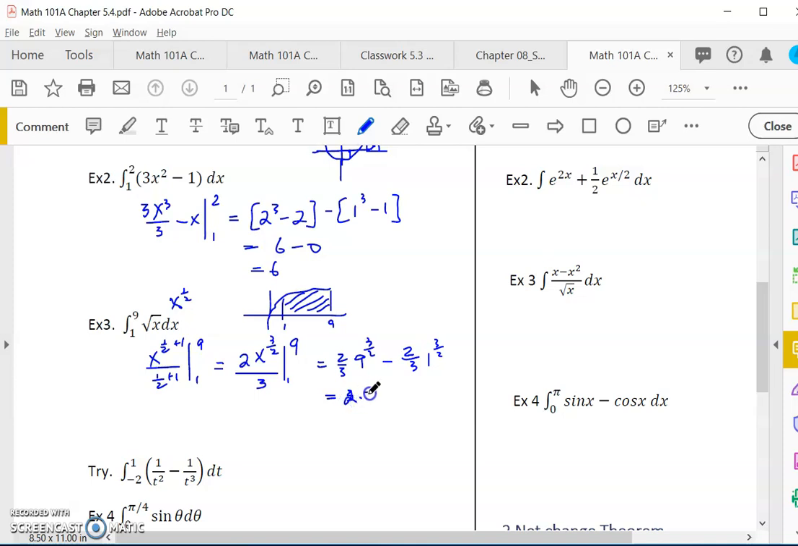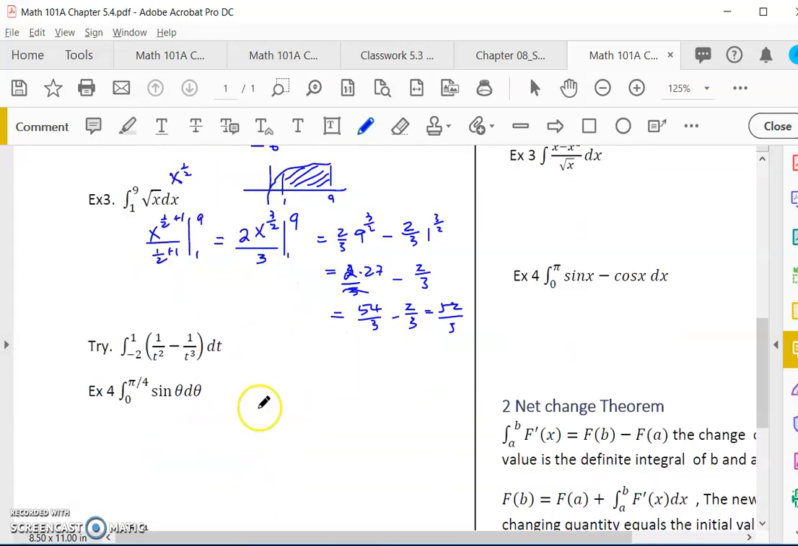2 over 3 times 27 minus 2 over 3 times 1, right? So 2 over 3 times 27, we'll just keep the 3. So this is 54 over 3 minus 2 over 3. So that is 52 over 3. Is it a good number? We'll just leave it that way, as a fraction, 52 over 3.